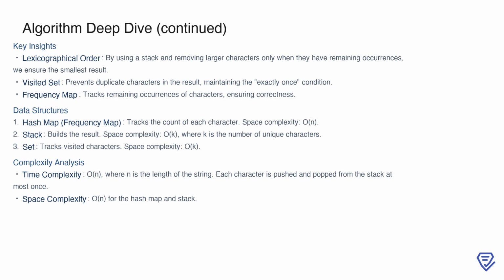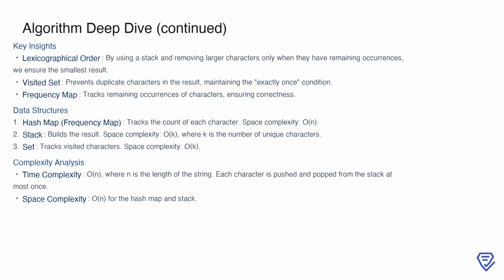The algorithm relies on three main data structures: a hash map for the frequency count, a stack to build the result, and a set to track visited characters. In terms of complexity, the time complexity is O(n), where n is the length of the string, since each character is pushed and popped from the stack at most once.